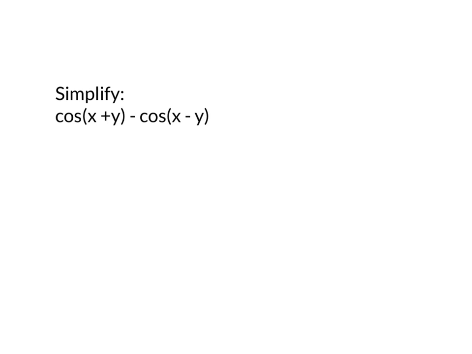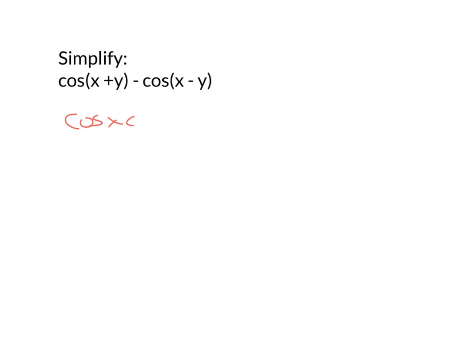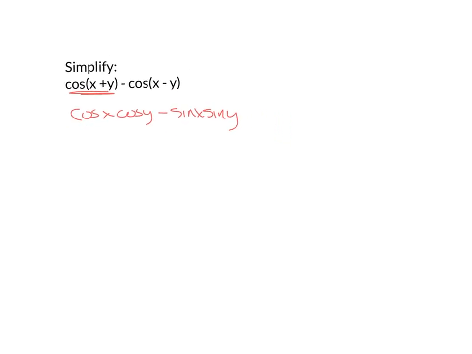All right, simplify. Cosine of x plus y minus cosine of x minus y. So what I'm looking for here is my cosine addition. You have it written down. Cosine of x plus y is cosine x cosine y minus sine x sine y. Now all that is right there is just that identity. Right? Now I've got to do the second part. I've got to do minus and do the second part.